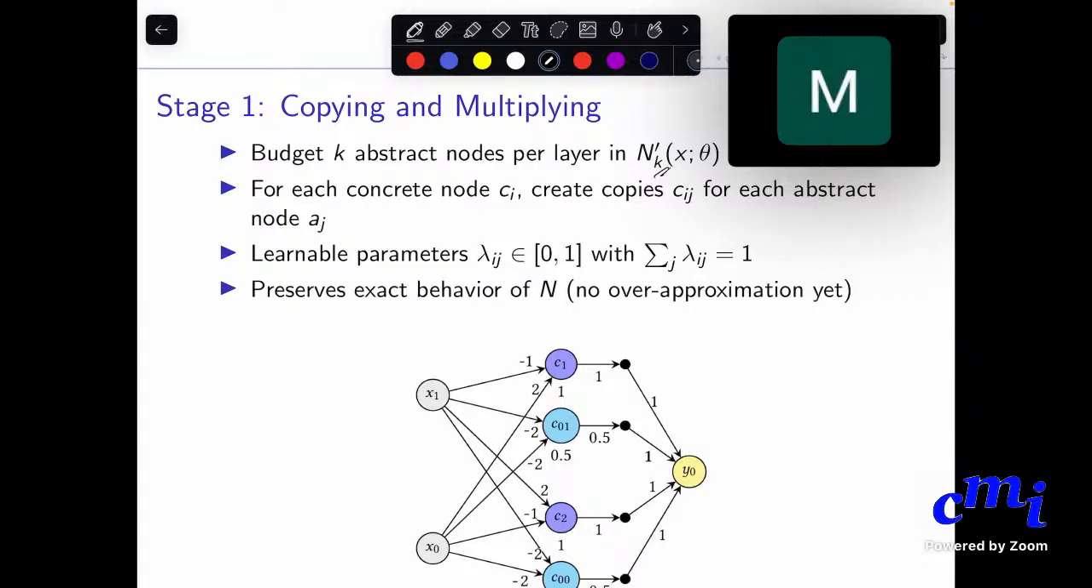So it might happen in the abstracted network, which actually validates the property, that one abstract node might be responsible for multiple concrete nodes of the original neural network in one layer. Also, it might happen that multiple abstract nodes share the responsibility of one node in the original neural network. That's what I'm saying. Does it make sense?